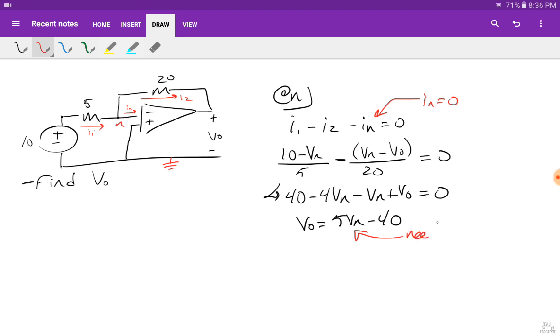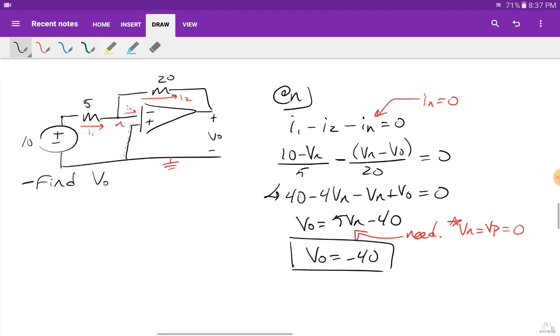So I'll put need, okay? And then the question is, well, how do I get Vn? Well, if the first rule about an op amp is there's no current passing into and out of it, the second rule will be the voltage at N is the voltage at P, and that's going to be our start piece. Vn equals Vp. So I just go do a P analysis. If you look at it right here, P is connected straight to the ground. So the voltage of P equals 0. Because the voltage of P equals 0, the voltage of N equals 0, and you end up with the simple statement, V out equals negative 40. And that is the answer.